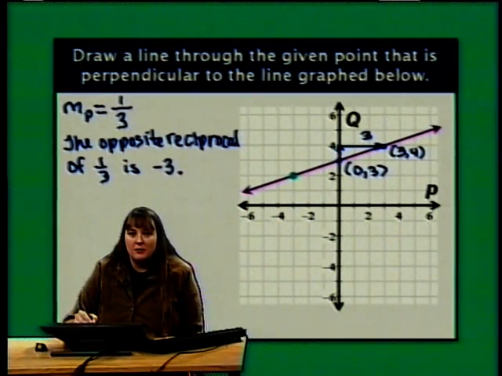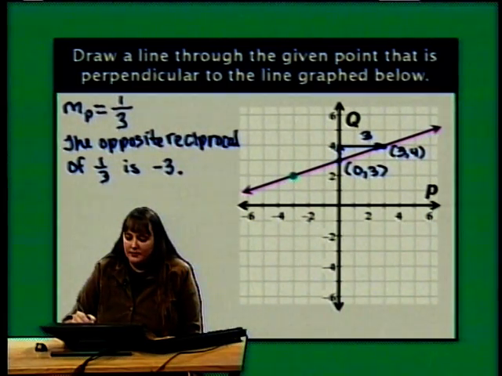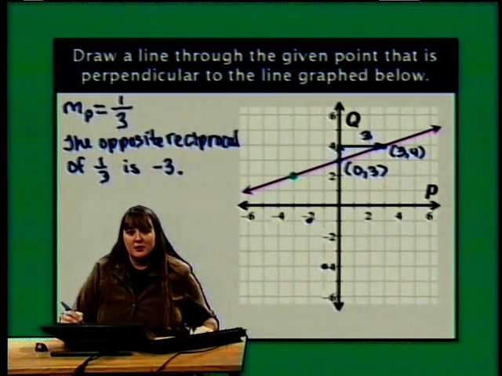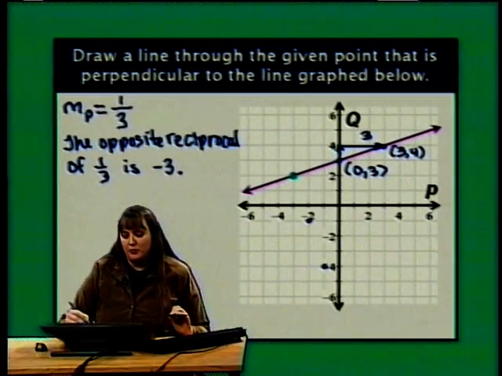So starting at this point, I want to think of a slope of -3. In fraction form, I could use -3 over +1. That would mean a rise of -3, so I'd want to move down 1, 2, 3 units, and right 1 unit. And let's do that again. Down 1, 2, 3 units, and right 1 unit. So now I'm going to get out my straight edge and sketch a line through the 3 points that I have.